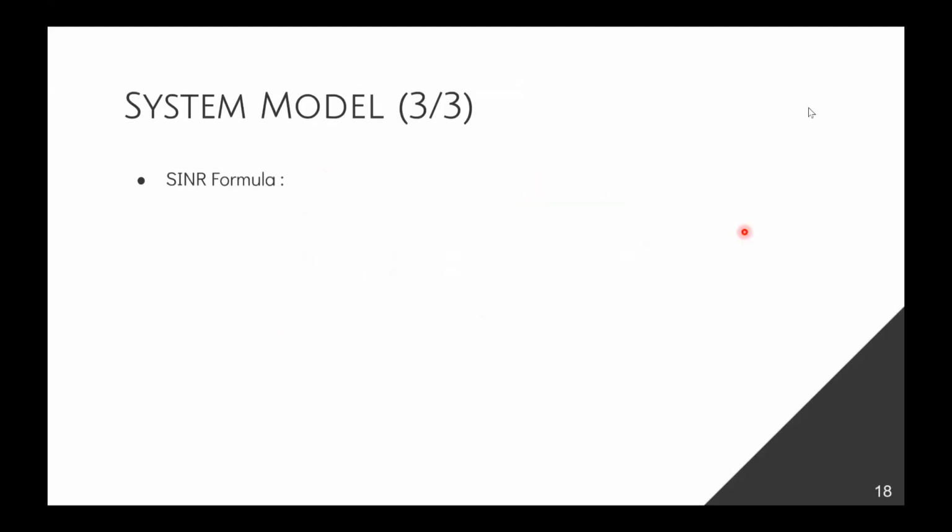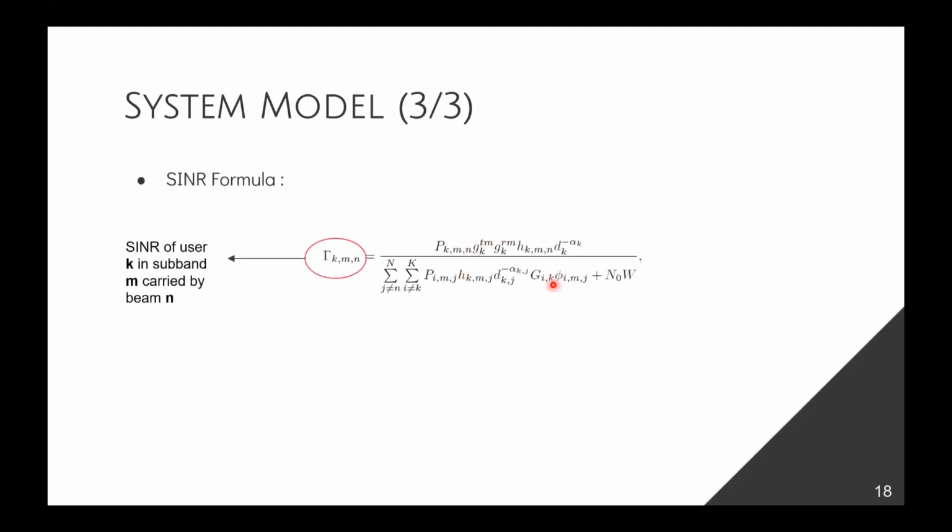So the next one is the SINR formula that is used to calculate and evaluate this model. I will try to explain it. So this is the SINR of user K. As I mentioned before, there is K number of users, and in the subband M, because there is M number of subbands, and also a number of beams that can be produced by the beamformer. So there will be a lot of SINR values for each user, by band and also by beam.